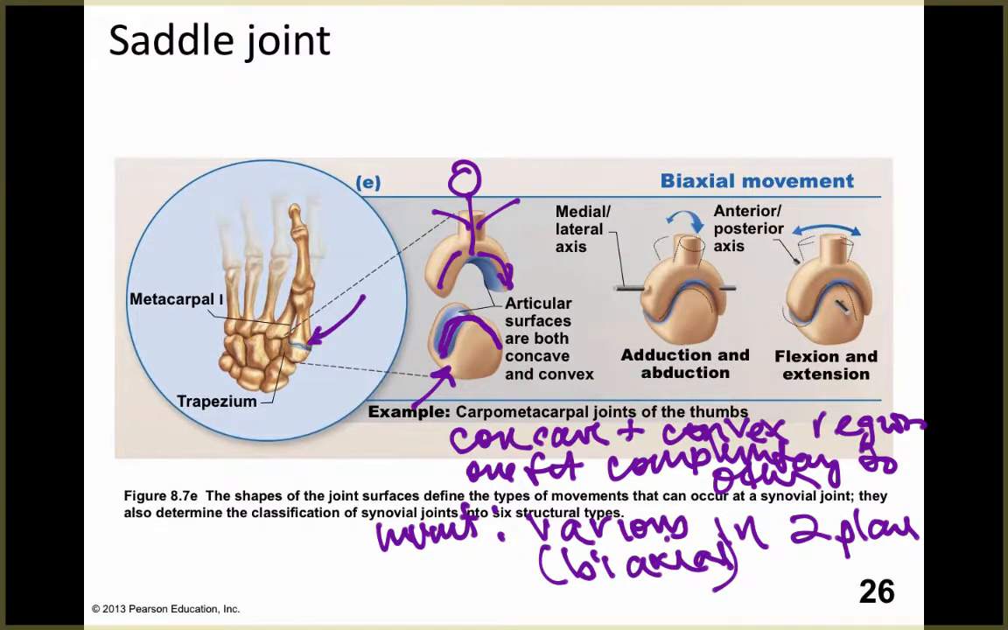And the examples that you see here are in these basically carpal to metacarpal bones in the thumb.